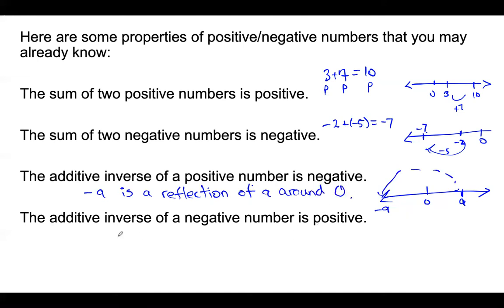And then the additive inverse of a negative number is positive. So if you have -A, you're going to also then reflect and get a positive number. So it's the same thing, kind of.